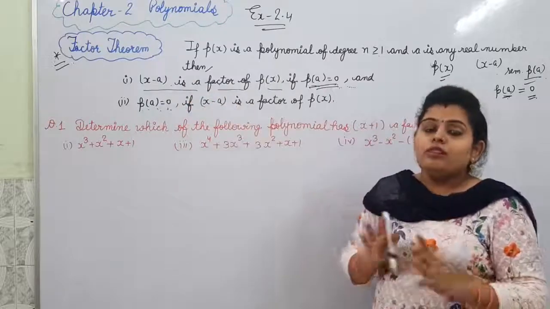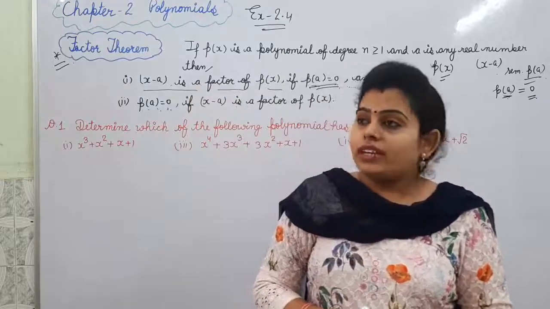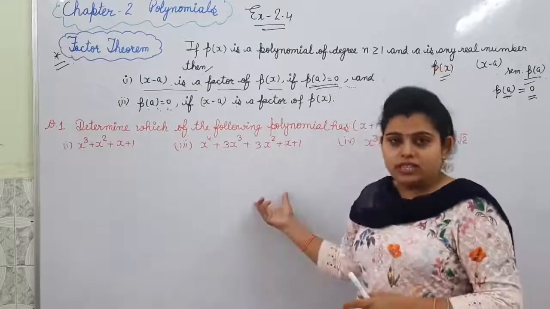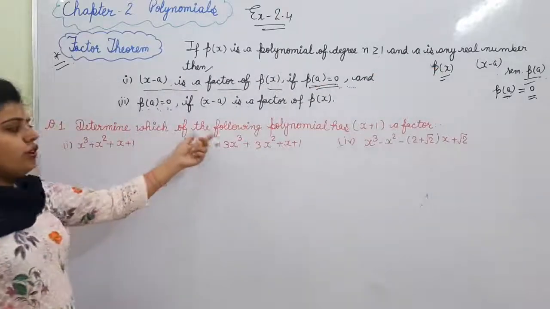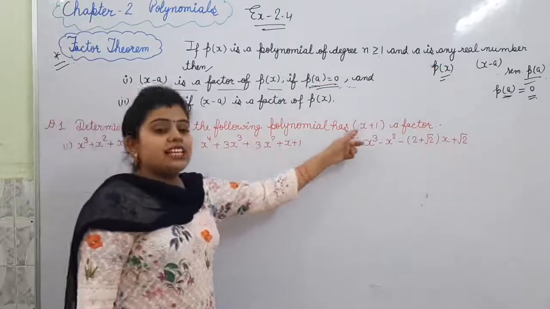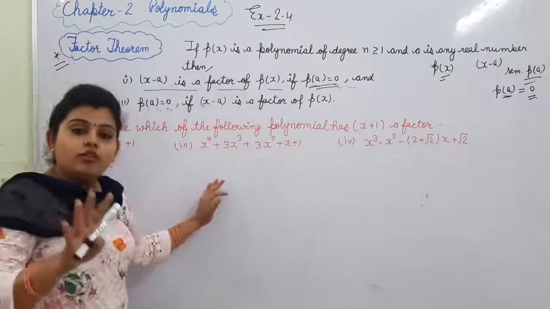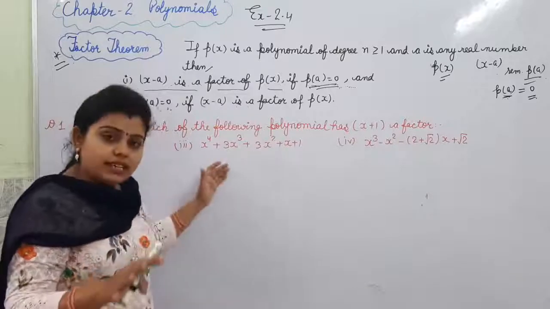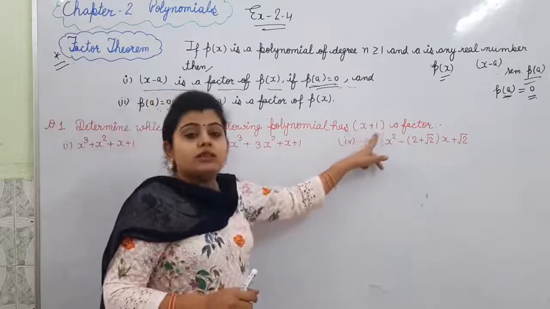This is our factor theorem. Now, based on this theorem, we will do our exercise. Let's start our exercise. In the first question, what is given? Determine which of the following polynomials has x plus 1 as a factor. In this question there are 4 parts. Polynomials are given, and you have to check for which polynomial x plus 1 is a factor.